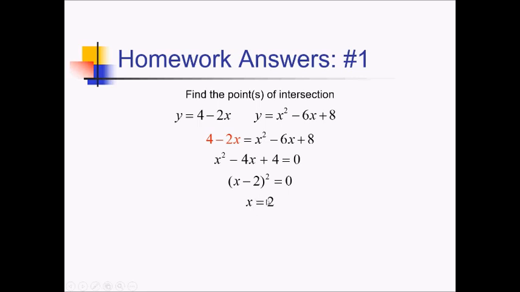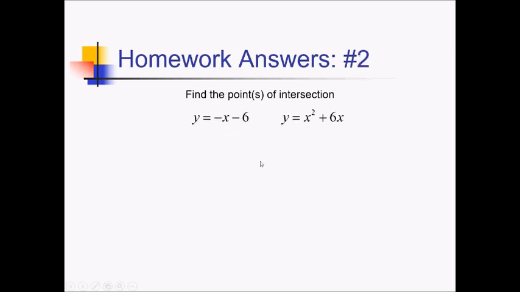And I just have to plug this back into one of my equations to find the y value. I'm going to go with this equation on the left. It looks a lot nicer to work with. So we have y equals 4 minus 2 times 2. That's really 4 minus 4, which is 0. So that gives me the point 2 comma 0 as my answer, my only answer.